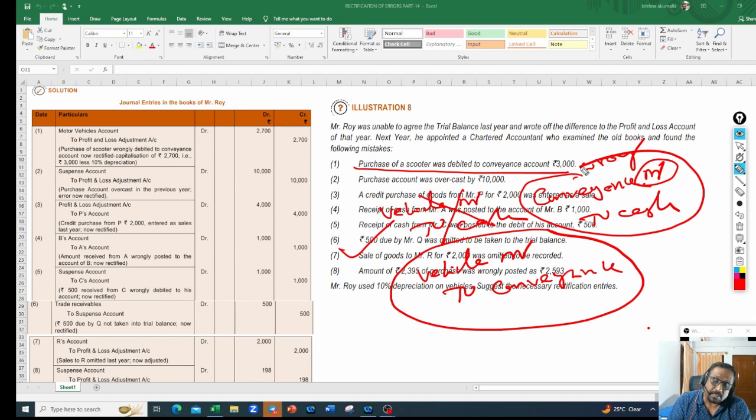What did they wrongly debit? They wrongly debited conveyance account and credited cash account. This is the wrong entry they posted. When did they post this entry? Last year. Last year when they posted this, conveyance is an expenditure.